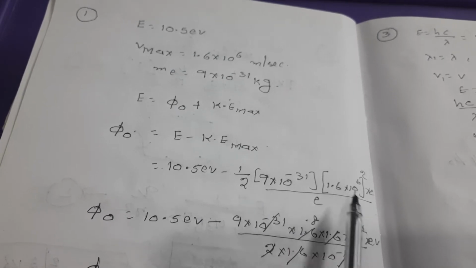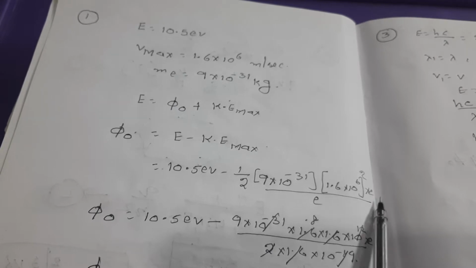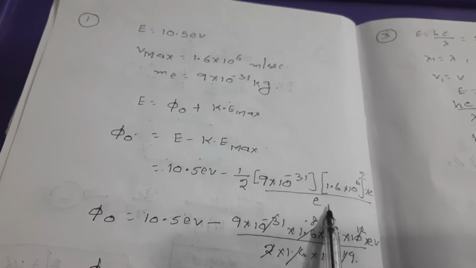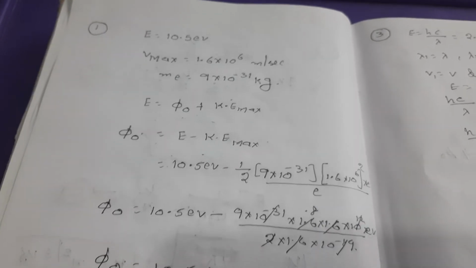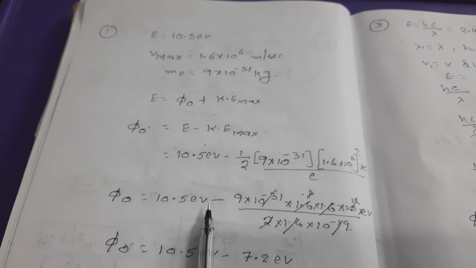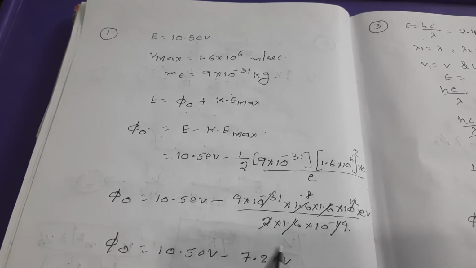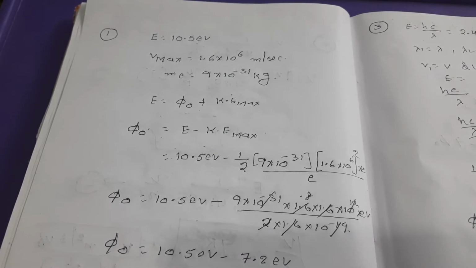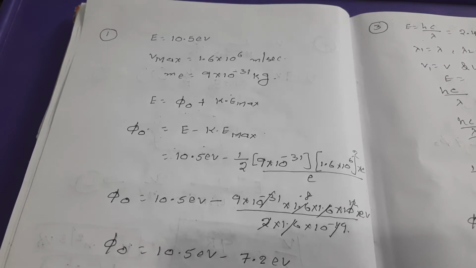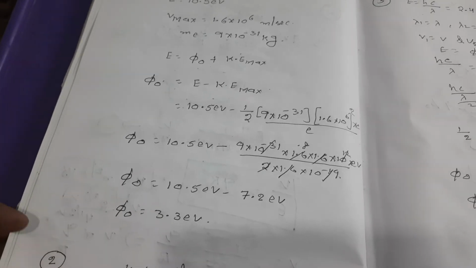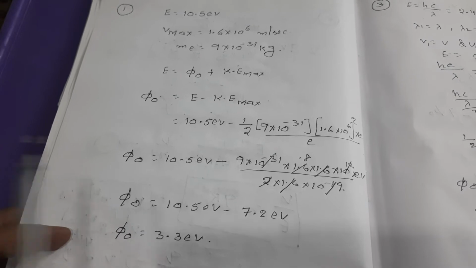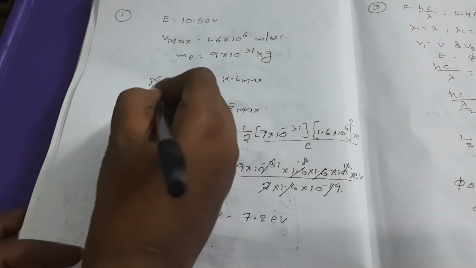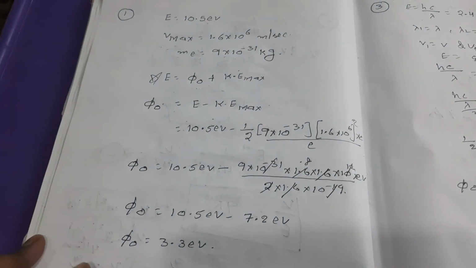This is the half mv square formula. Here we should convert joules into electron volts, so we divide by the electron charge. Then phi equals 10.5 electron volts minus, after simplification, 7.2 electron volts. We just have to do the subtraction. Finally our answer is phi naught equals 3.3 electron volts. So you should remember this formula; from it we can find the work function.